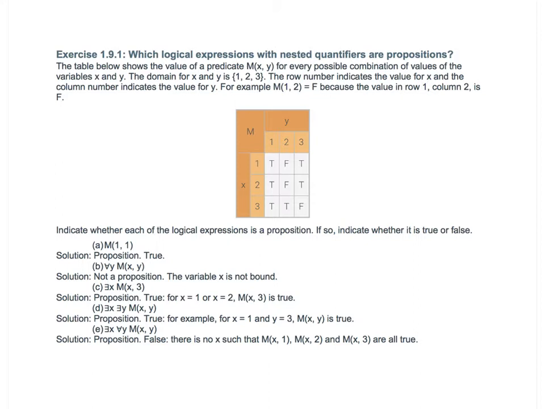So the question is: indicate whether each of the logical expressions is a proposition. If so, indicate whether it is true or false. In the first part, we have M of 1 and 1. True. I just told you how to read that table.